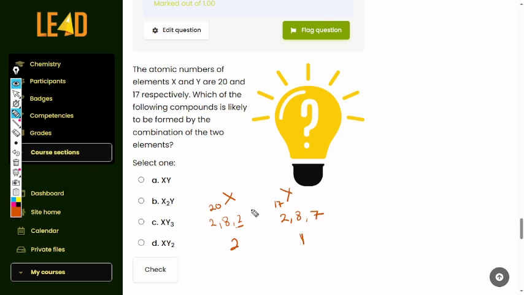So when you exchange this, remember, this is plus 2 and this is minus 1. So when you're writing the formula, the cation comes before the anion, so it has to be X and Y. So the combining power 1 here goes with X and 2 goes with Y. So you're going to have X1Y2, which is just XY2. So it means the answer here is D.